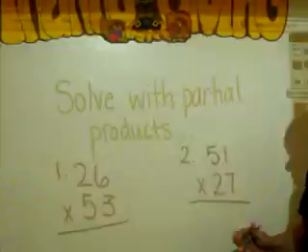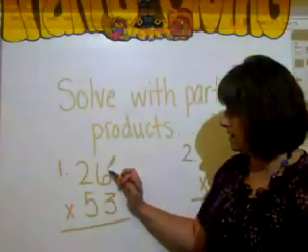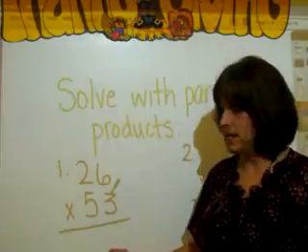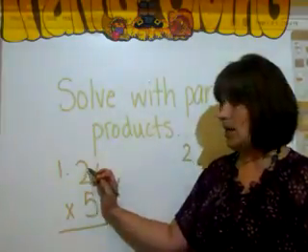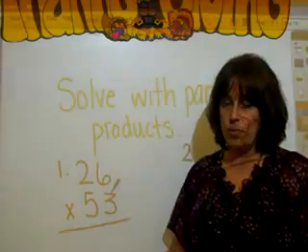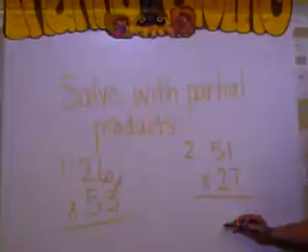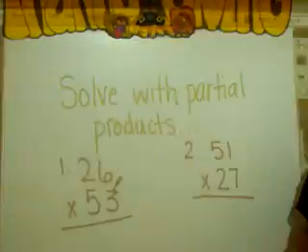Now I would like for you to try to solve these with the partial products. Remember, we're multiplying the ones place and the tens place. So you have two partial products. Then you're multiplying by the tens place here, to the ones and to the tens. So altogether you will have 4 partial products to add up. Same thing with this one here. You will have 4 partial products to add up to equal your total product.